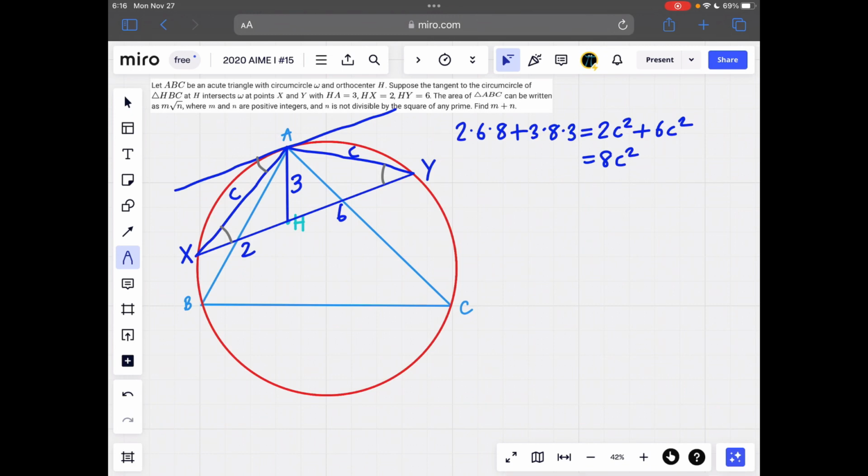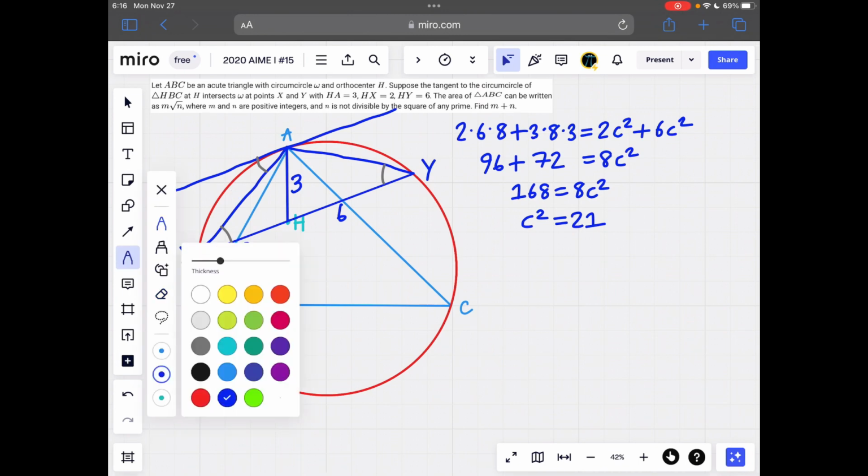So 8C squared is equal to 2 times 6 times 8, which is 48 times 2, 96, and 3 times 3 times 8 is 72. So 168 is equal to 8C squared. C squared is equal to 21. So we can update this with C equals root 21.